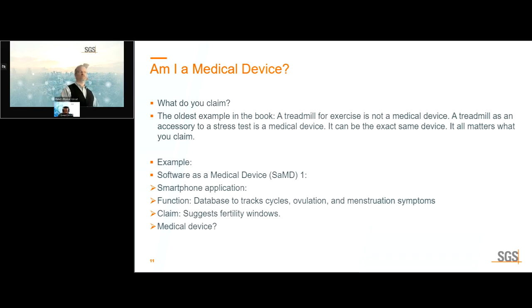The first software as a medical device one is a smartphone application, something that we're all very familiar with. Its core function is that it is going to track cycles, ovulation, and menstruation symptoms. It makes a very specific claim. It says it's going to suggest fertility windows. So my question to you is, is this a medical device? Either A, you believe this is a medical device, or B, you believe this is not a medical device.